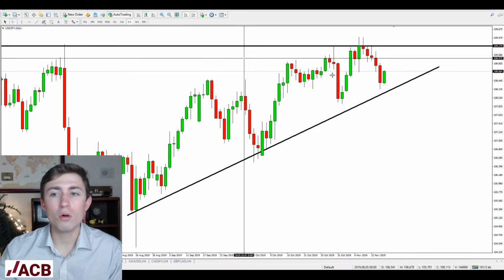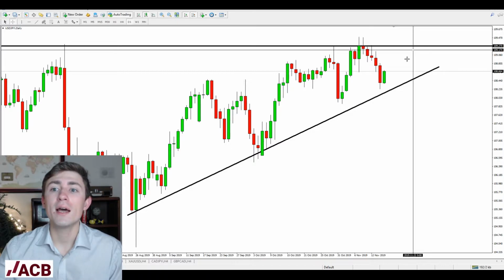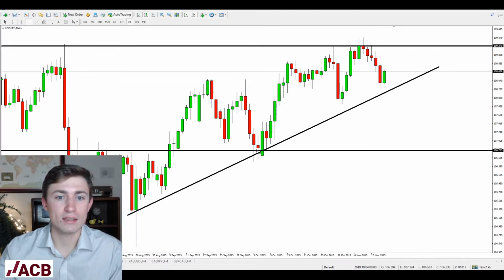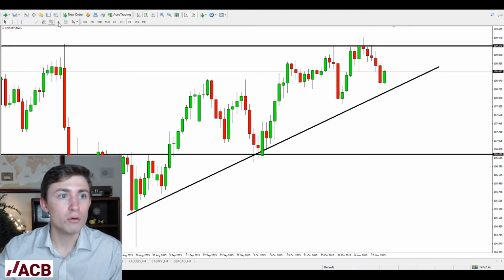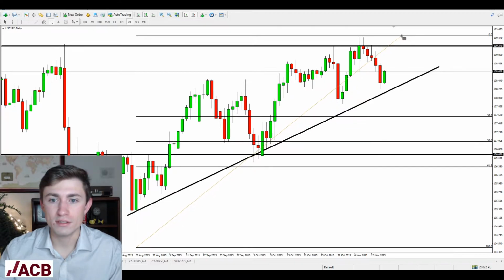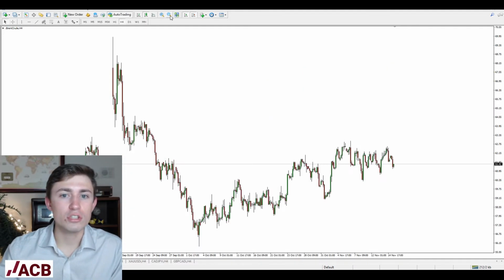Because if price can hold this level, then we may want to come up here and retest a breakout once more, and if price breaks through, then we could see continuation down to another structural level. Something like this area looks really interesting to me, which also probably lines up with a fib. If I draw a Fibonacci retracement here, you can see we're pretty close to that 61.8 area, right in that region there.